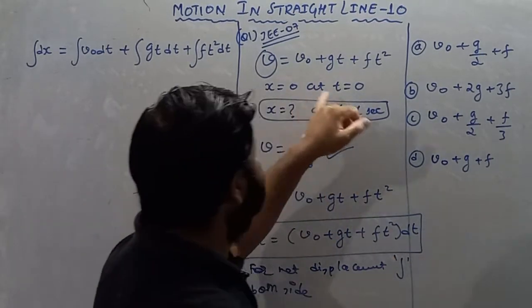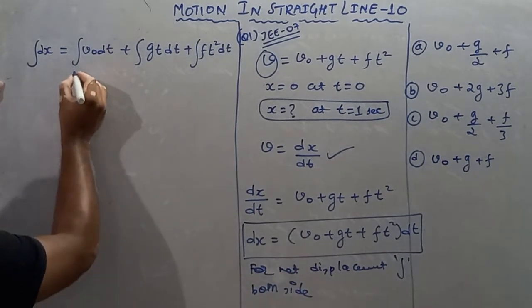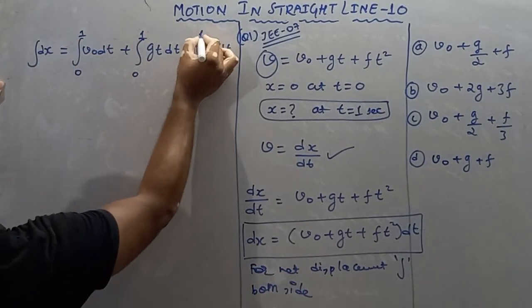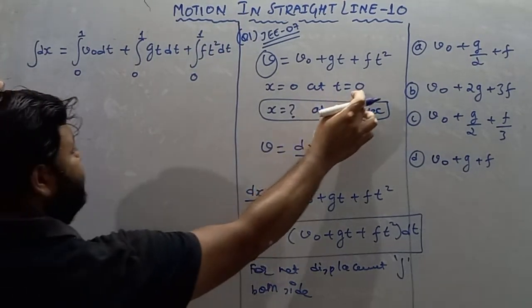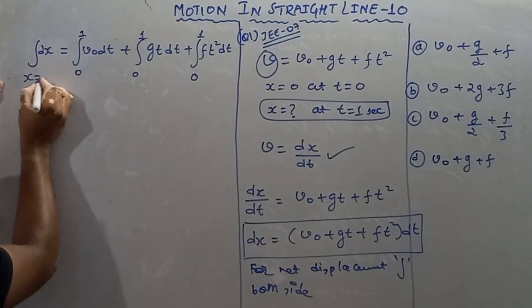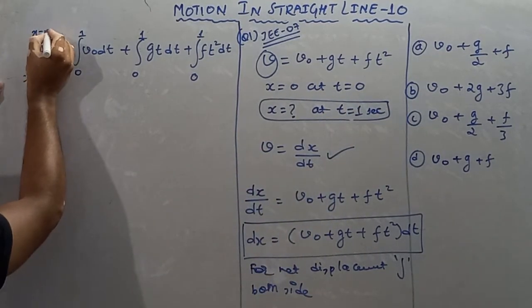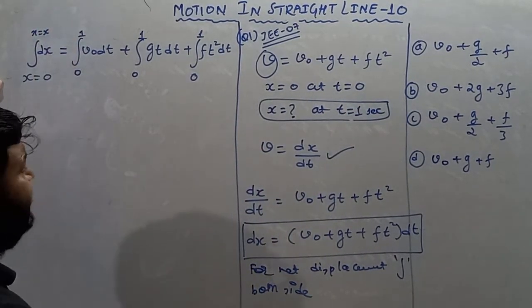It is from 0 to 1. So I'll put 0 to 1, 0 to 1 and again 0 to 1. Now see, if t is 0, then position of particle is 0, and when t is equal to 1 second, let us assume that position will be x.